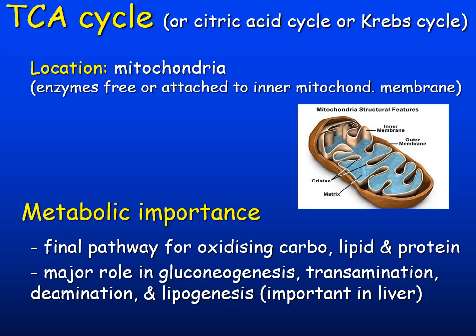It's really important for oxidizing carbohydrates, lipids, and proteins, but also it's crucial because it's a major point of intersection for the substrates of a whole stack of different pathways, including gluconeogenesis, transamination and deamination of amino acids, and also lipogenesis. And you find it expressed exclusively inside the mitochondria, which is one of the organelles inside of your cells.